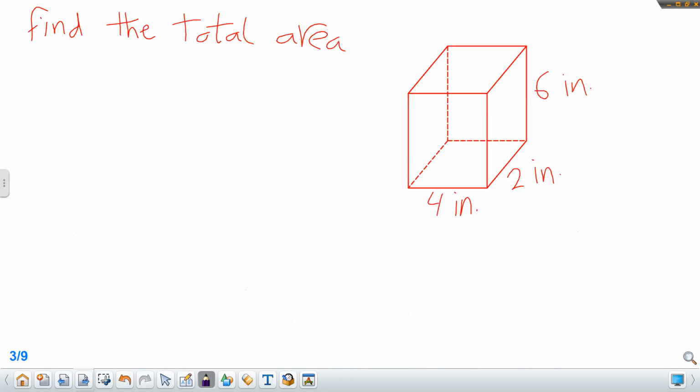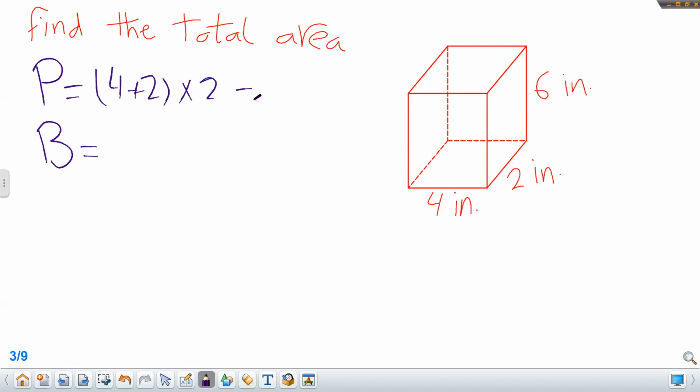For example, find the total area of this prism. First, we need two main things. Number one, perimeter of the base. Number two, area of the base. The base here is a quadrilateral, a rectangle. So we can find its perimeter by 4 plus 2 all times 2, or 4 plus 4 plus 2 plus 2, as you like. It will be 12.